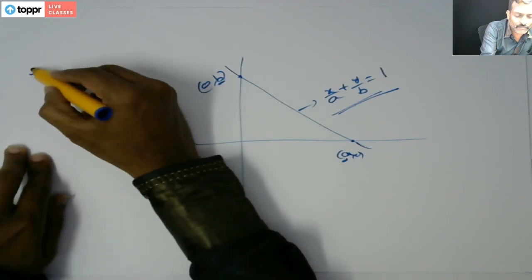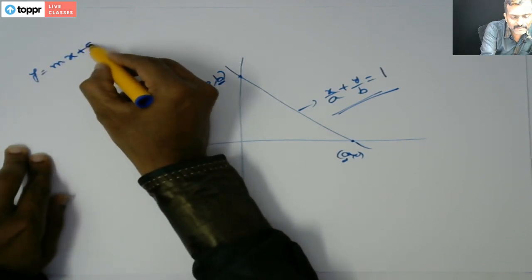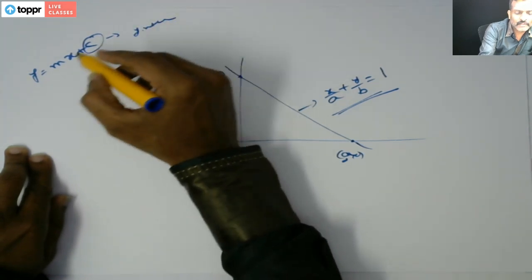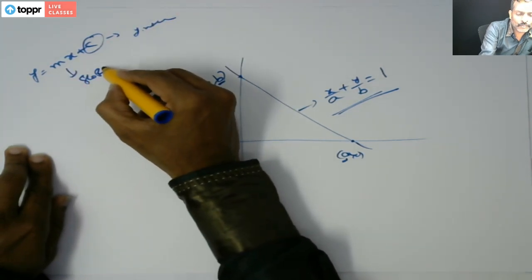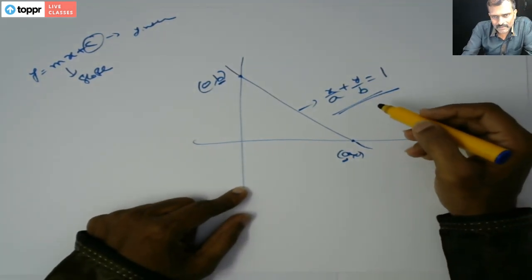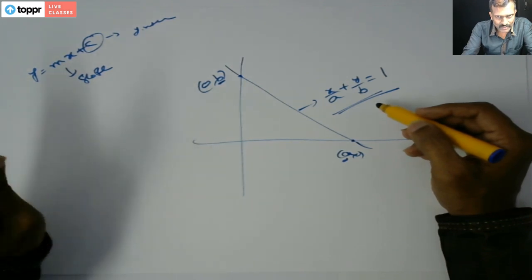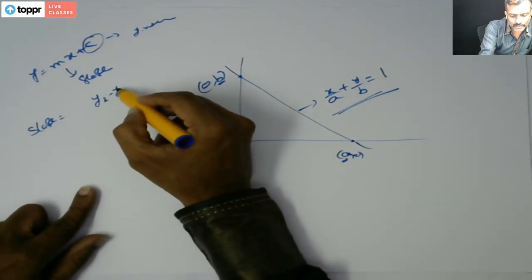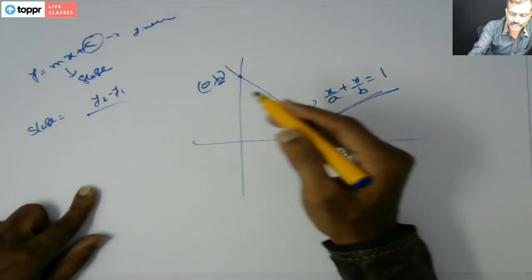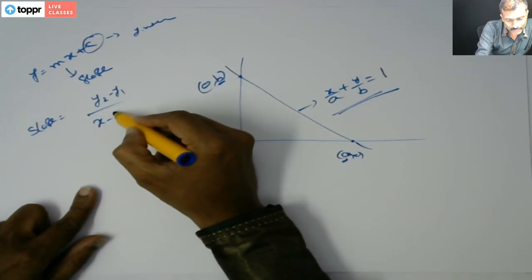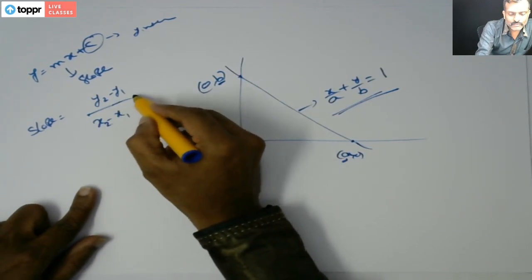Now let us quickly list down a few forms of this general equation. One is y is equal to mx plus c. Here again c is nothing but the y-intercept and m is the slope. What is slope? Slope is nothing but the rise over the run, the change in height, which is y2 minus y1, with respect to x2 minus x1. This is called slope.